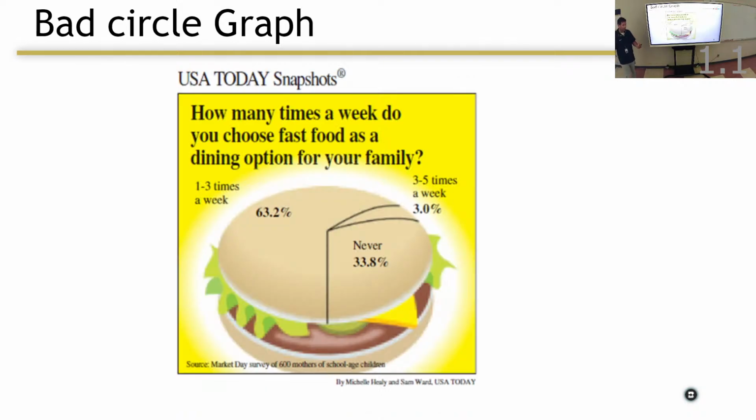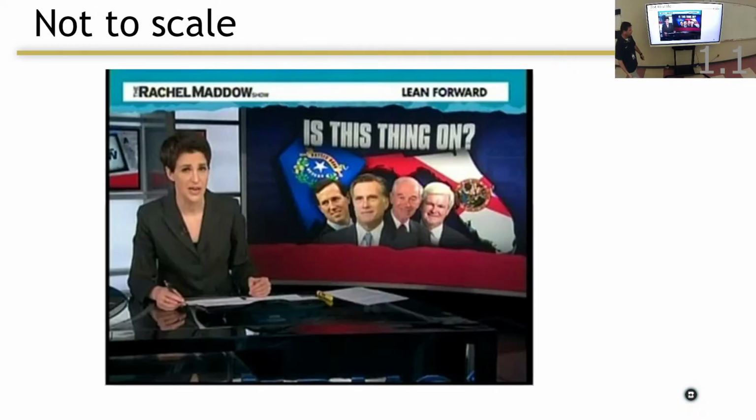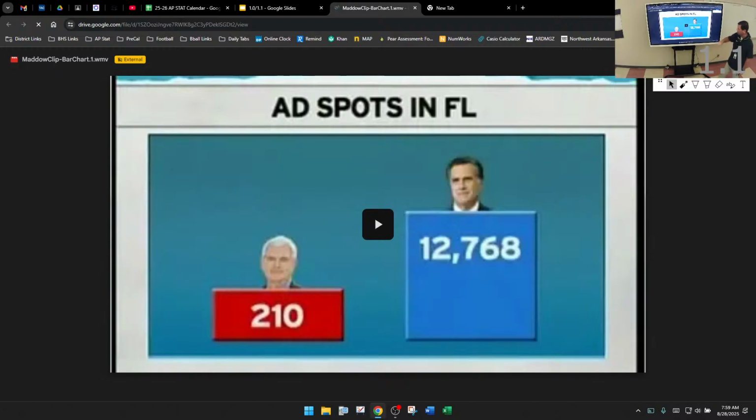There's a 3-dimensional graph. This is 63%, that's 38%. It doesn't look like it's just a little more, it looks like a whole lot more, almost twice. Publications do this all the time. Here's a video. This is actually on the news. This is a presidential election.